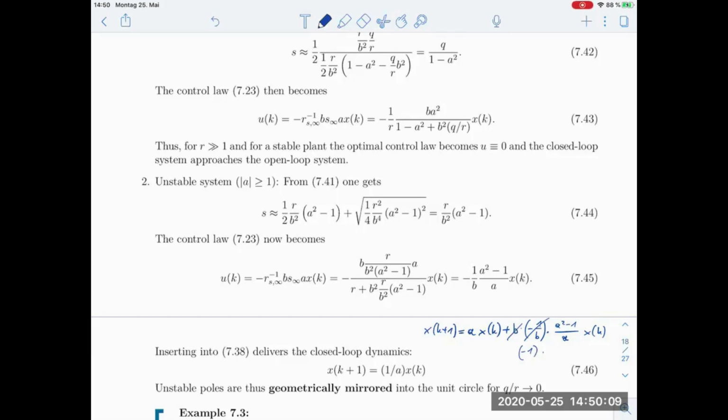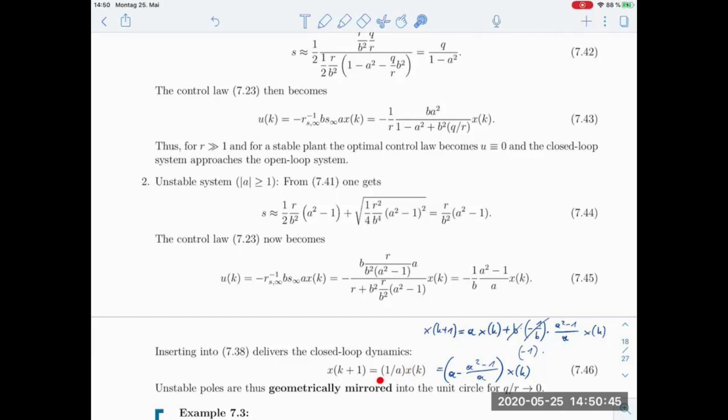And we see that actually we get A squared minus 1 over A. Sorry, A minus. So we get A minus this expression X of k. And finally, we get 1 over A times X of k.